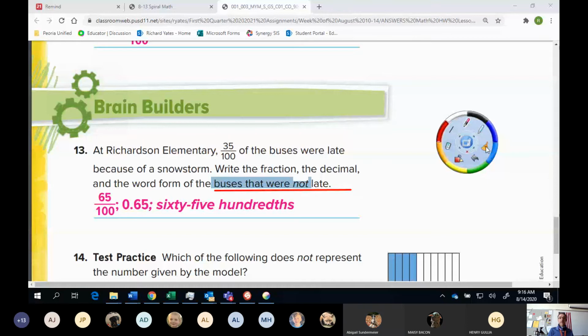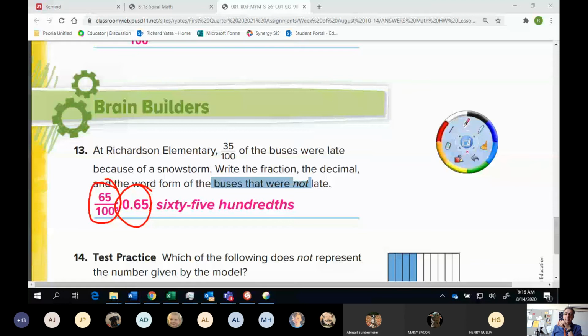But let's pay attention to our next part. I'll make sure we go over these answers. So take a look right here. I want you boys and girls to look. We're going to have 65 over 100 as a fraction, 65 hundredths as a decimal, and make sure that hyphen is there between 65 and hundredths. Make sure those are all correct. And let's go on down to test practice.